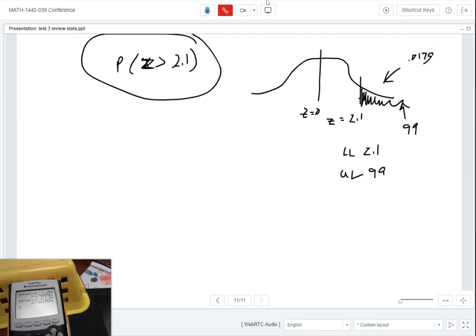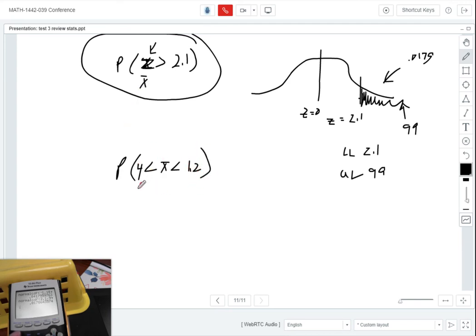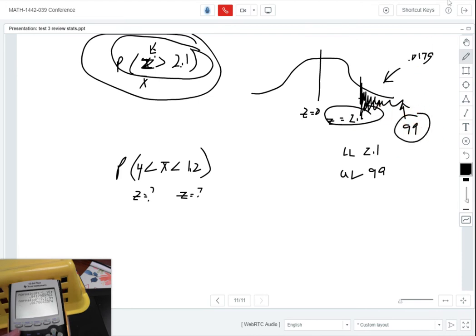So this is just one way of asking it. If there's a z-value, you just plug it in. If there are x values or average values, then these are not z-values. You have to find the z-values for these and then plug them into the calculator. But if the probability gives you the z-values, you just plug the z-values into the calculator. Greater than 2.1 is 2.1 for the lower, and the upper will then be infinity, 99.